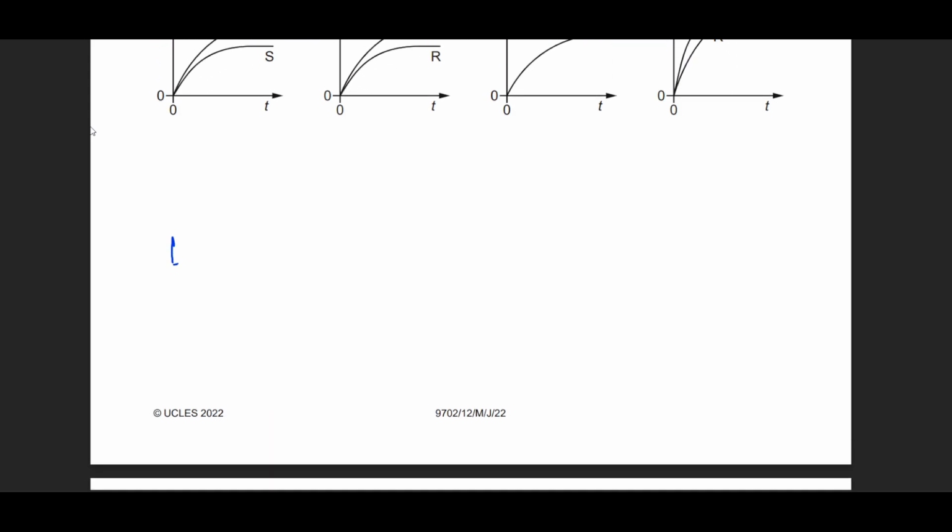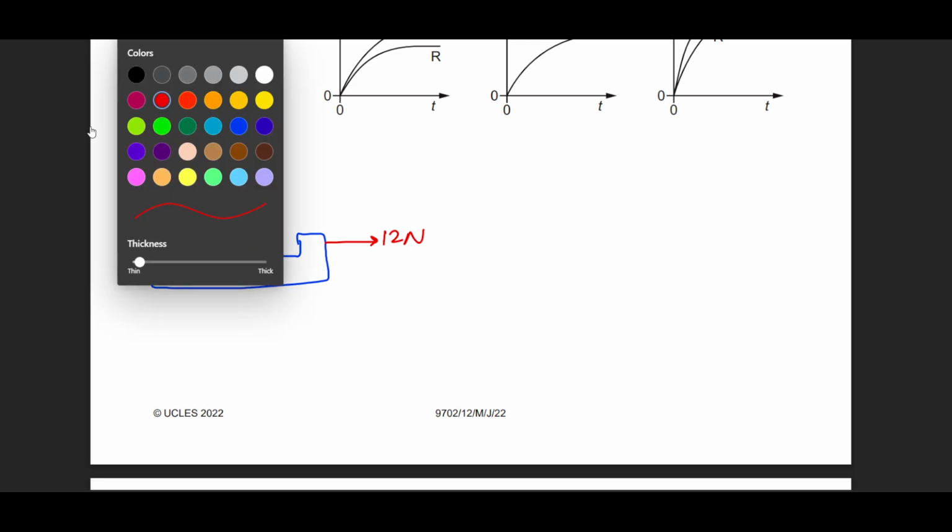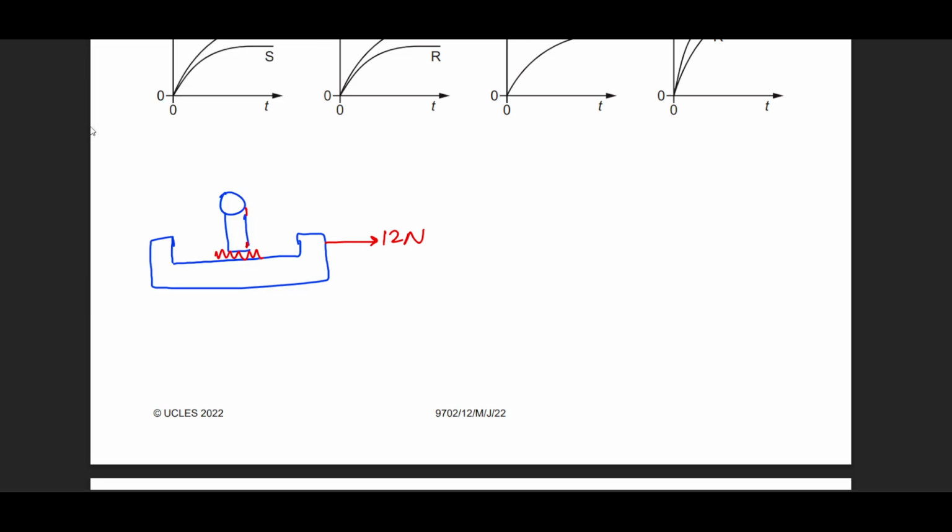So this is our sledge, for example. This is where the boy is standing. This is where the child is standing, right? And I realize that the sledge is experiencing a force of 12 newtons in this direction. Now, we understand that there needs to be friction between the feet of the boy and the sledge on which he is standing.